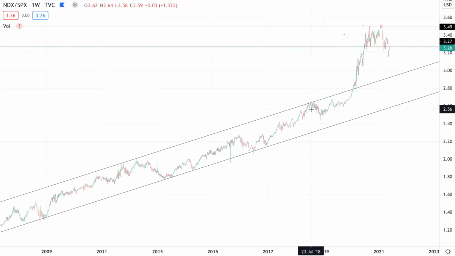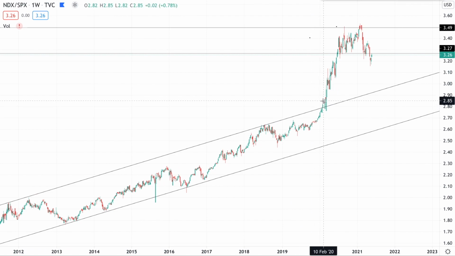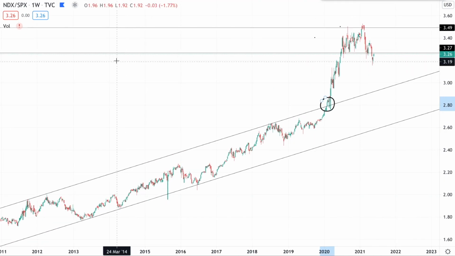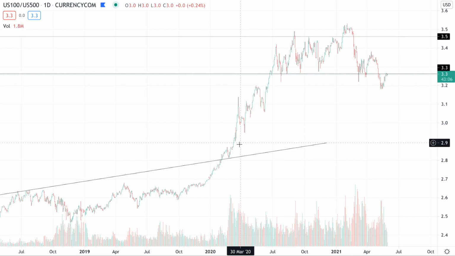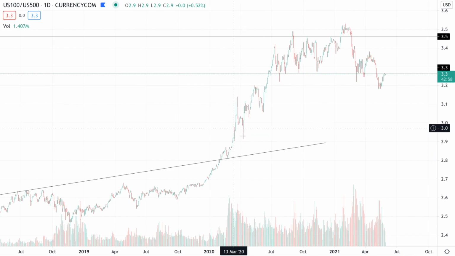And then you can see what happened right here in January, February 2020, right at the start of the pandemic. And let's zoom in here on a daily chart. And you can see on this chart this huge melt up in this ratio during the pandemic, where tech significantly outperformed the rest of the market leading up into summer of 2020.